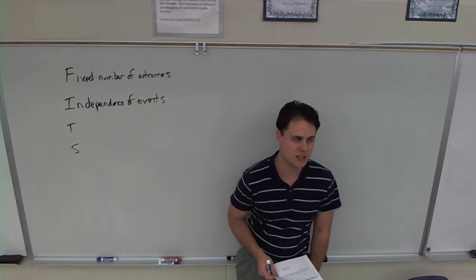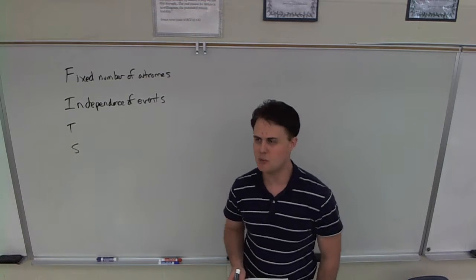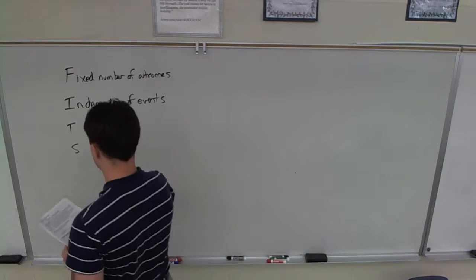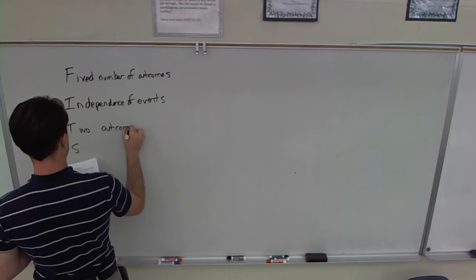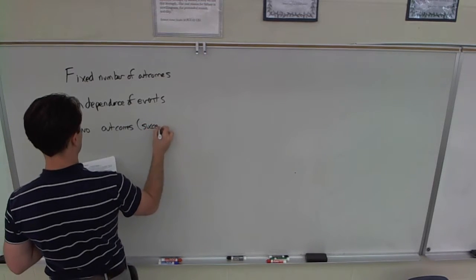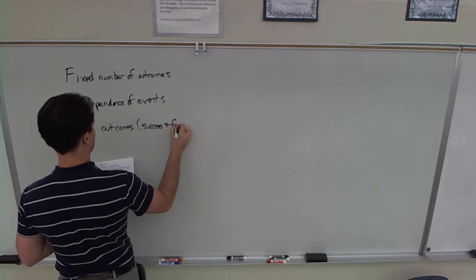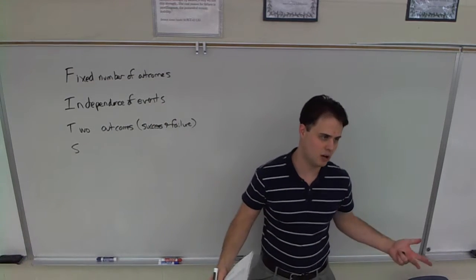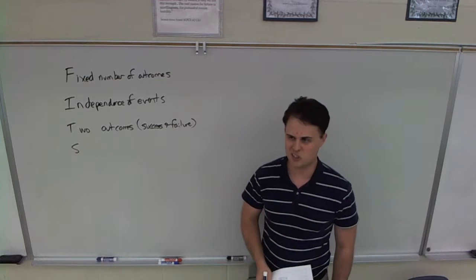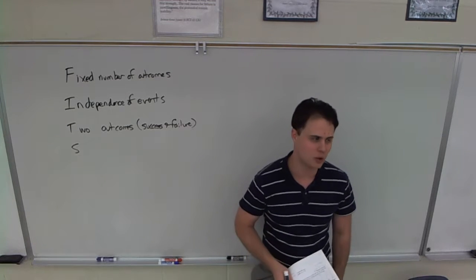T. T is big for binomial because it's key. It's where the bi in binomial comes from. T means there's 2 outcomes only. Most of the time, you're going to want to think about a success and a failure. That's pretty clearly the case in ours. She either gets it right or wrong. 2 outcomes. That's the hint that gives you that it's a binomial situation.